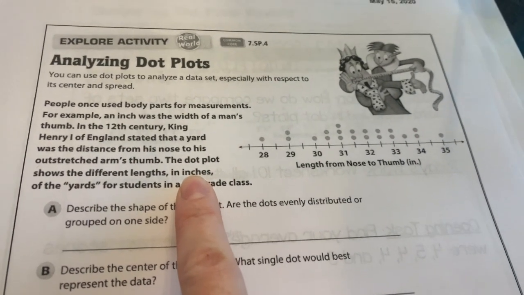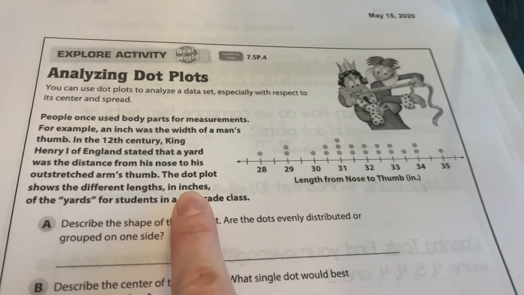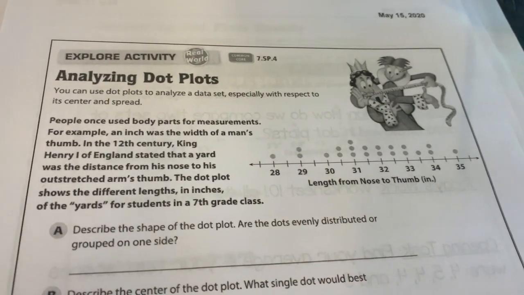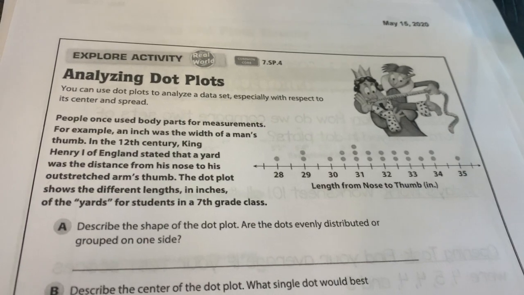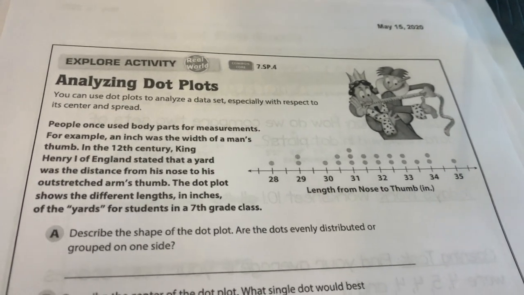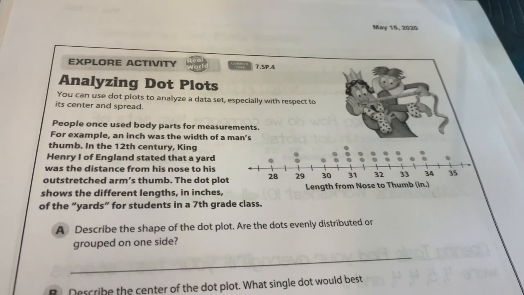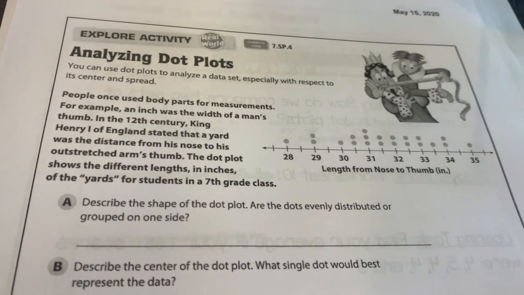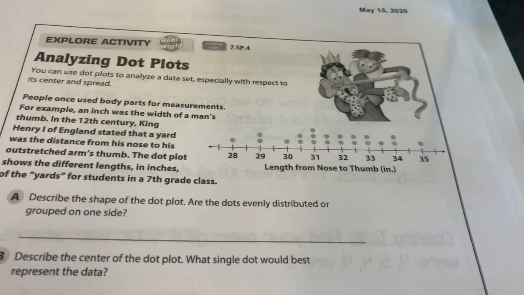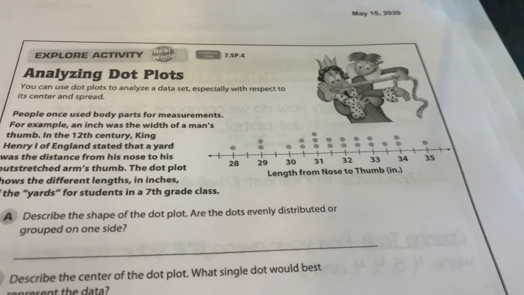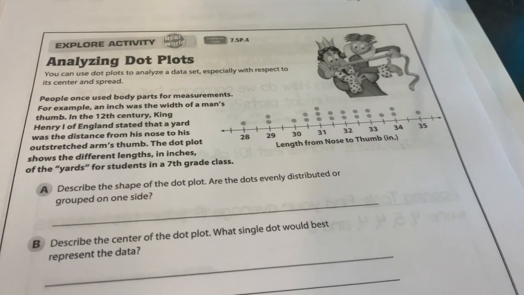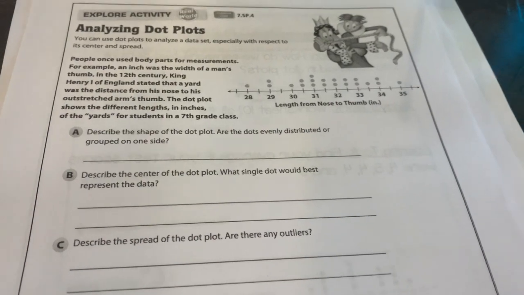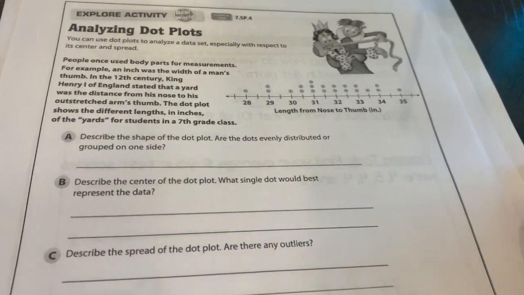So this is real. People once used body parts for measurements. So for example, an inch was the width of someone's thumb. In the 12th century, King Henry I of England stated that a yard was the distance from his nose to his outstretched arm's thumb. The dot plot shows the different lengths in inches of the yards for students in a 7th grade class. So, just for fun, the length from the kid's nose to their thumb is given by this dot plot. Very silly. But anyway, what we're going to do is practice analyzing.